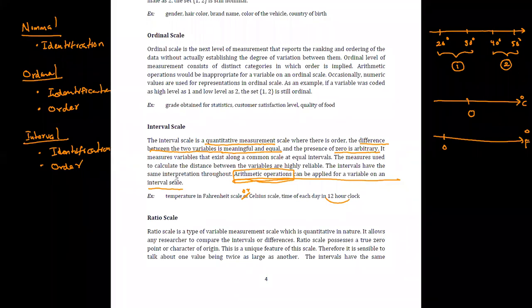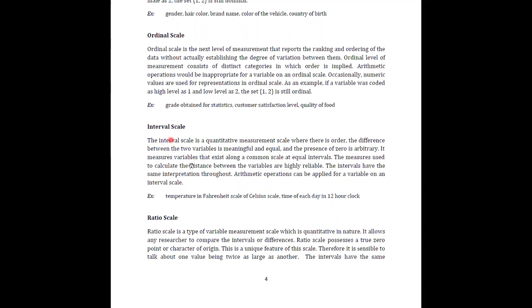Then we have to move to the next scale of measurement. Here we will consider the ratio scale of measurement, and this would be the last scale of measurement considered. Consider the ratio scale of measurement. The ratio scale is a type of variable measurement scale which is quantitative in nature. It is quite simple, same as the previous one. If we have quantitative measurements, we can categorize some variables under the ratio scale as well.